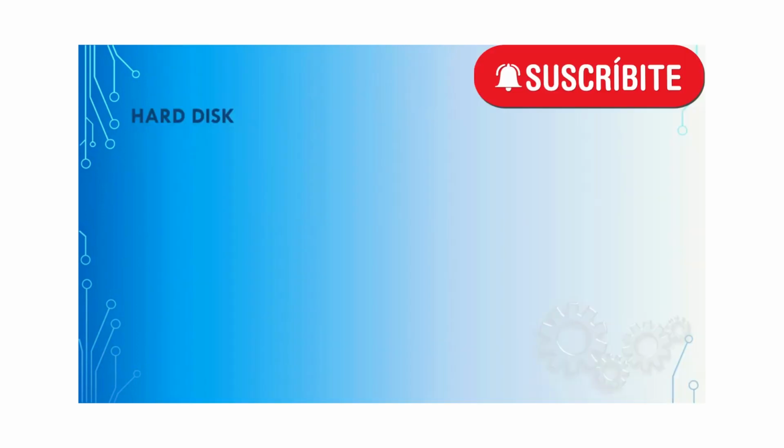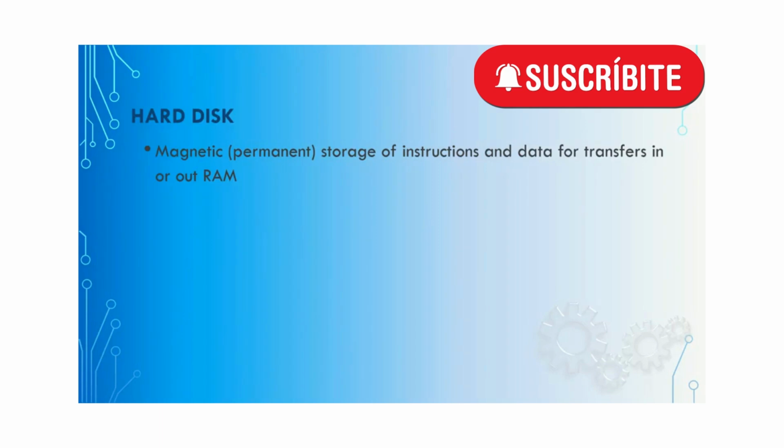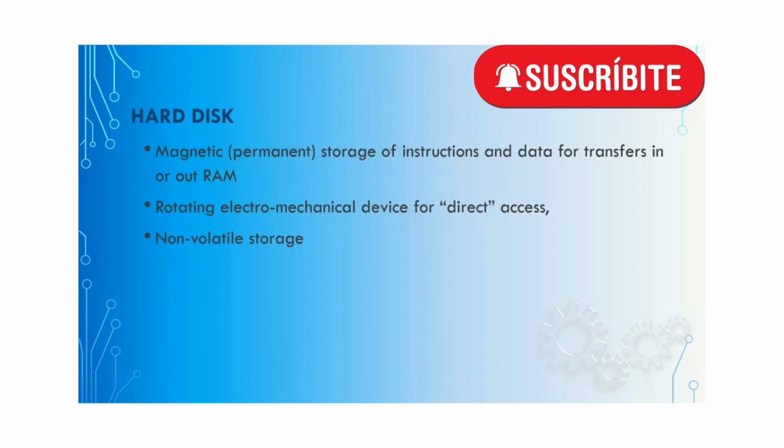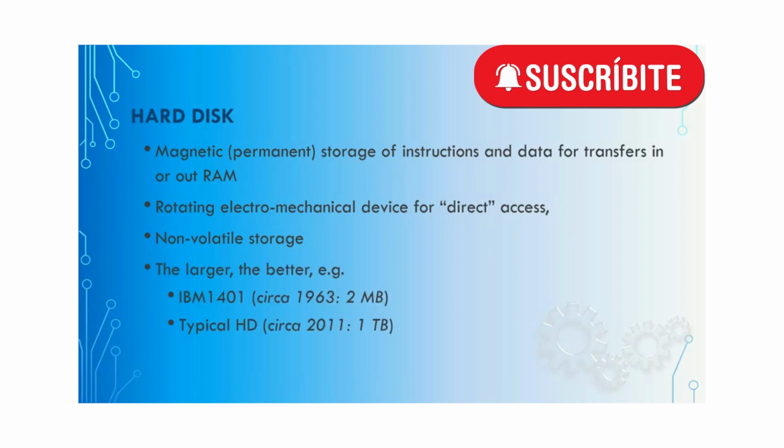So now let's talk about the hard disk. It's a magnetic permanent storage of instructions and data for transfer in and out of the main memory. It's mechanical, that means that if you want to read or write something to the hard disk, you have to move the read and write head to the correct location before you can read or write. It's non-volatile, that means that if you write something to the hard disk, it's going to exist there unless you delete it. And of course, the larger the hard disk, the better the computer. Typically nowadays, we are talking about hard disks with 1 terabyte or 2 terabytes of storage.